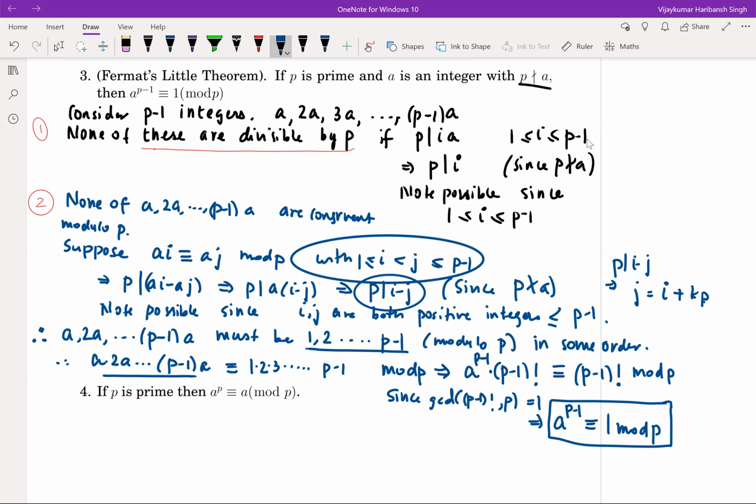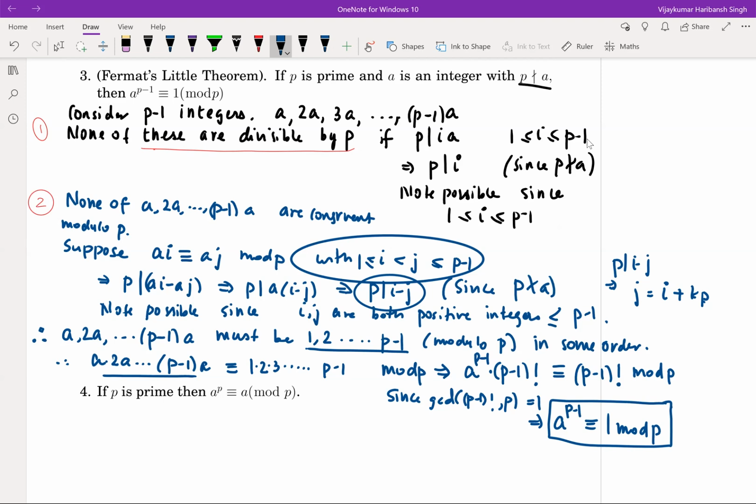Again, the idea in this theorem is that if you take a, 2a, ..., (p minus 1)a and you multiply them out, they are essentially 1, 2, 3, ..., p minus 1 in different order, modulo p, of course. And then you multiply on both sides and you can cancel the (p minus 1) factorial. So we get the following.